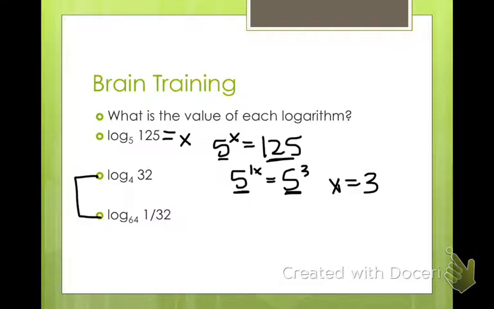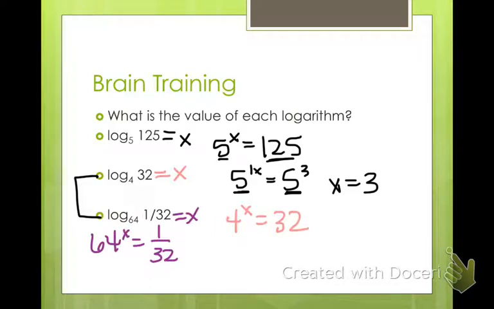Pause your video. Alright, I went ahead and set up both of these equations. So I have 4 to the x equals 32, and 64 to the x equals 1 over 32. So now we're going to use our properties of exponents to get these in the same form. So between 4 and 32, is 32 a power? Can I have a power of 4 that makes 32? No, I can't. But what about 2?